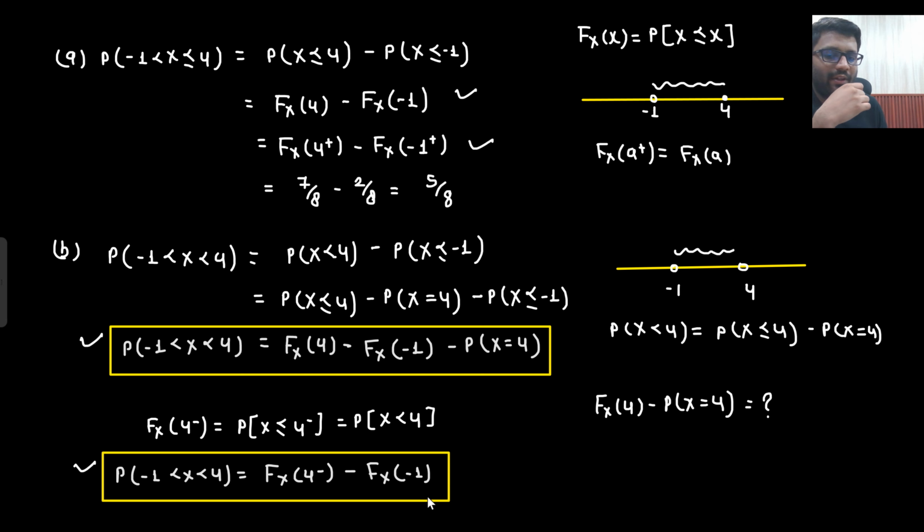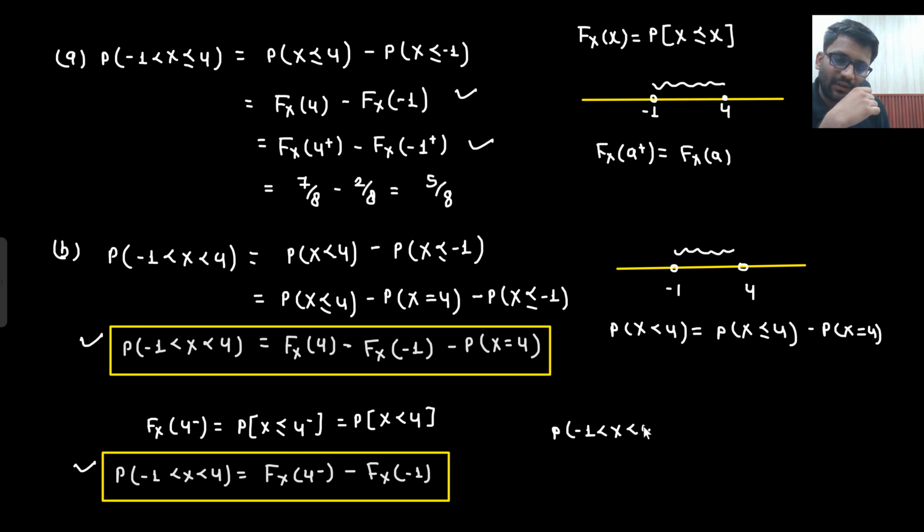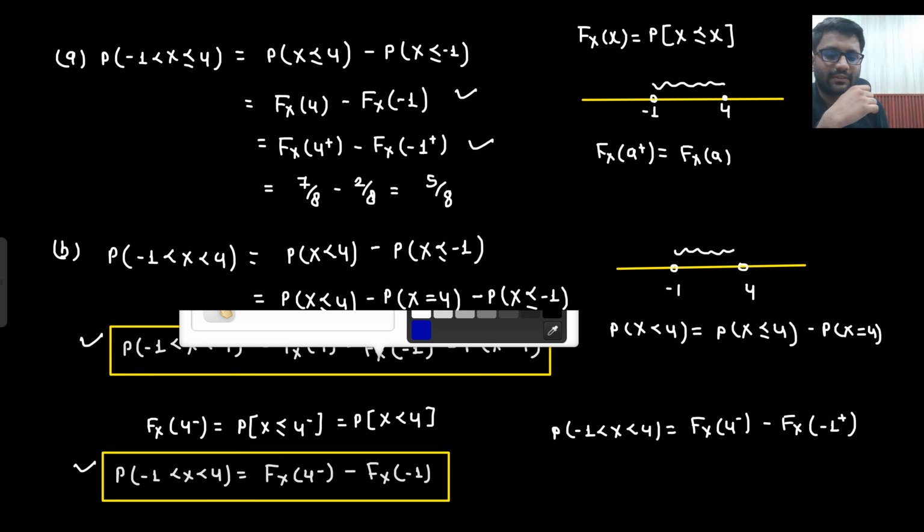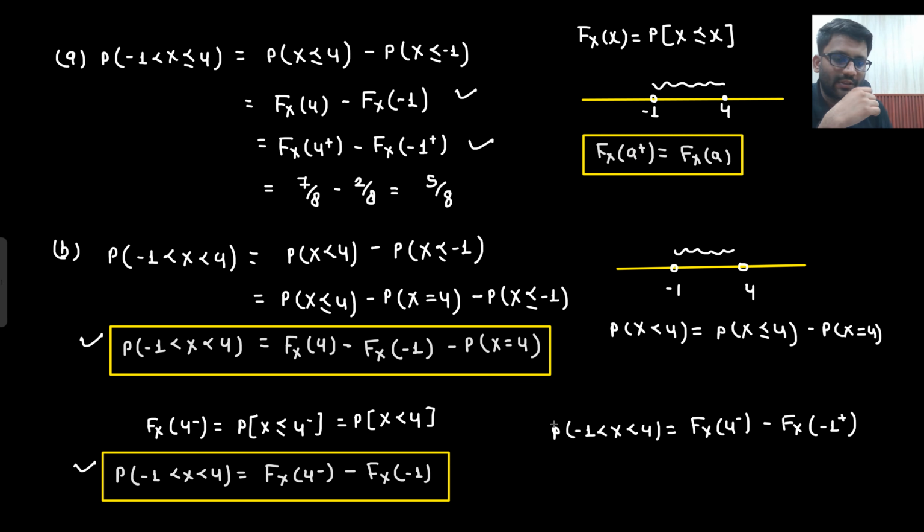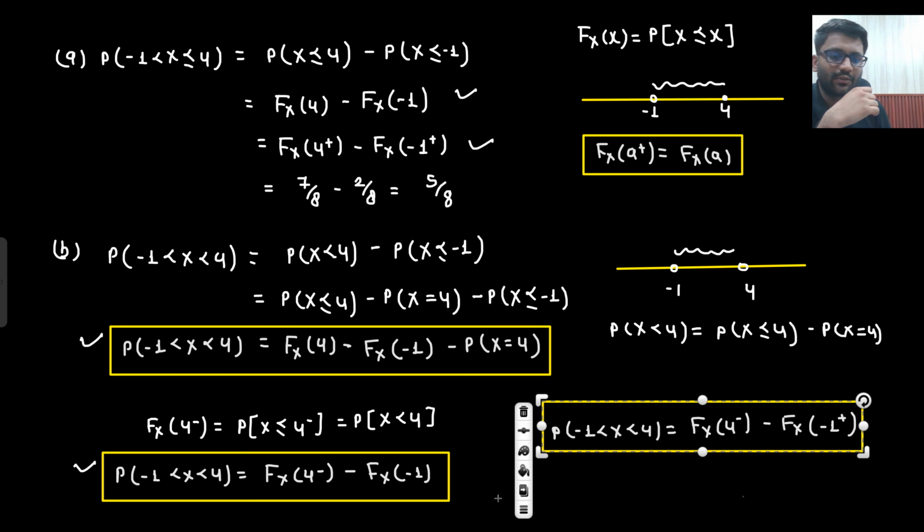Okay. And one thing you already know, that Fx of minus 1 will be equal to Fx of minus 1 plus. So again, another form I can write down, that would be between minus 1 to 4. Another form I can write down: Fx of 4 minus Fx of minus 1 plus, because I know that Fx of a is equal to Fx of a plus. So this could also be one of the possible forms. So 3 forms I have written here.